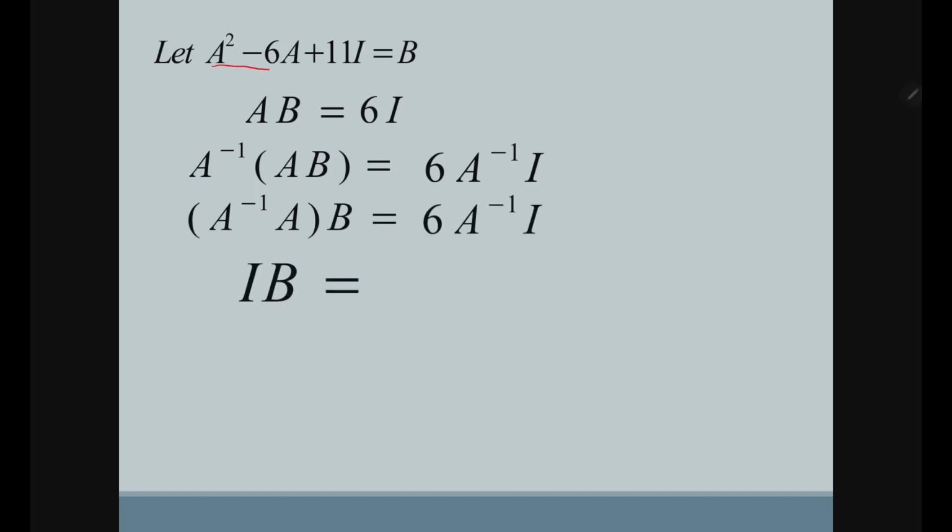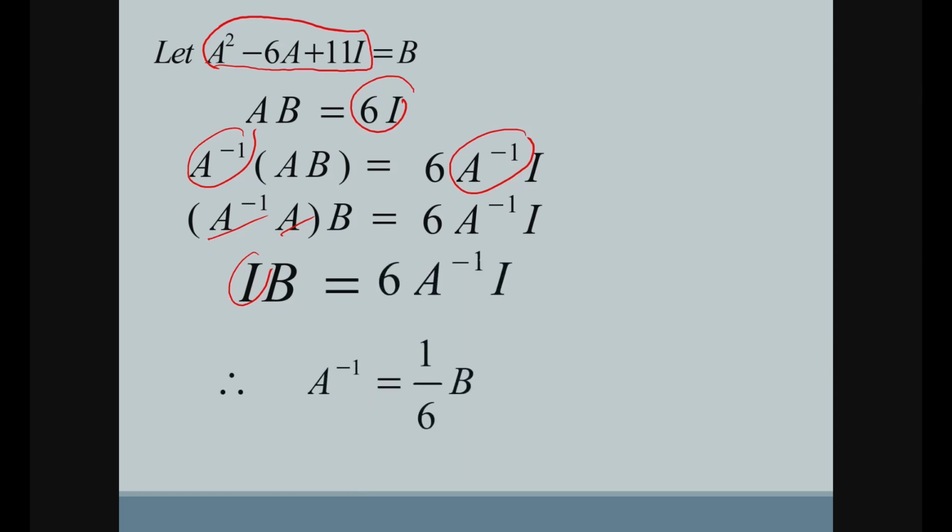Okay, we let A square minus 6A plus 11I be B. So A times B equal to 6I. The solution just now we got 6I. So we multiply with A inverse for the left hand side and the right hand side. This one can cancel out, and we get the identity. So 6 A inverse times identity, so A inverse equal to 1 over 6B. Okay, this is by using the properties.